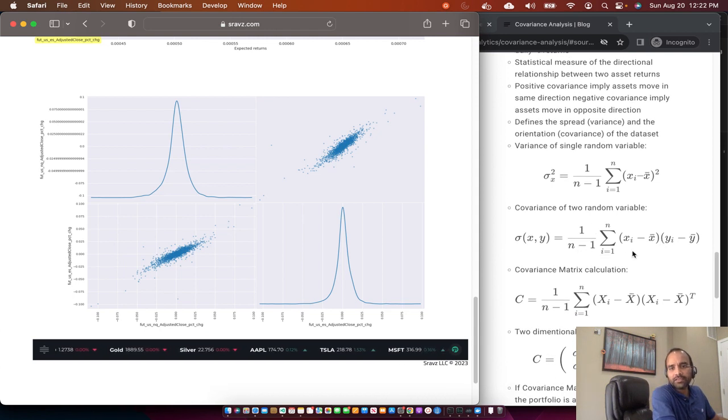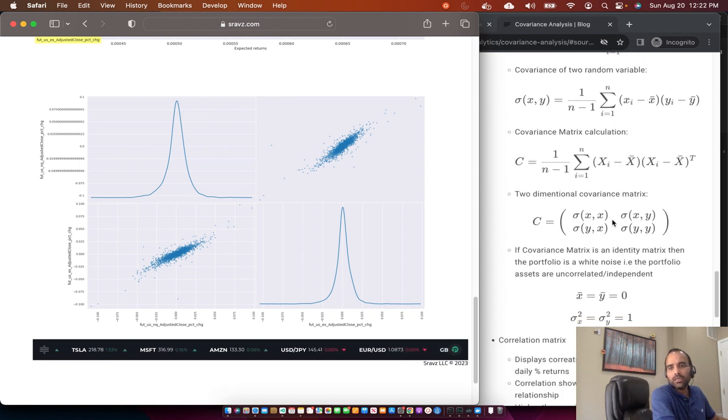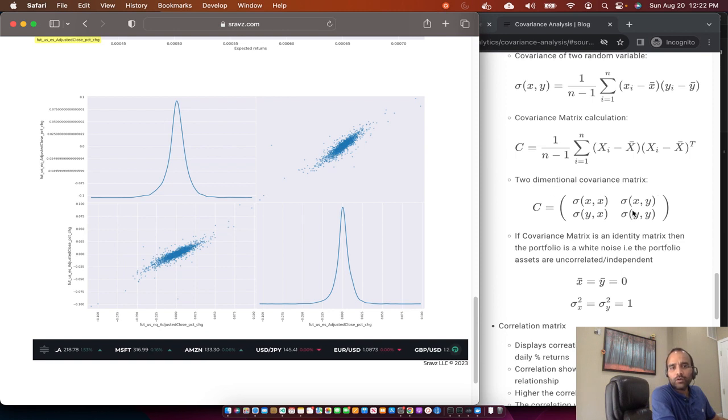y bar. In our case, for example, if x is S&P 500, then it would be xi, one observation of S&P 500 with the average of S&P 500. Similarly, this is Nasdaq 100 with the average. Covariance matrix calculation is done this way in this formula. And if there are only two assets, then it's a two-dimensional covariance matrix.